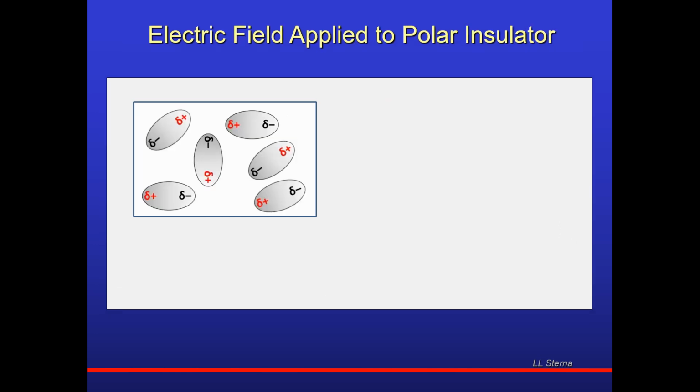Let's consider what happens when a polar insulator is placed in an electric field. How do you obtain a polar insulator? Well, it's very common when atoms combine to form molecules. They share the electrons. But some of the atoms draw the electrons more strongly to themselves than other atoms.